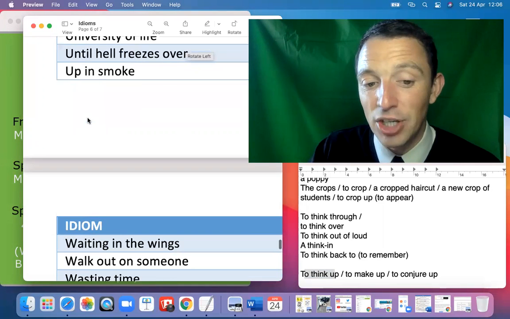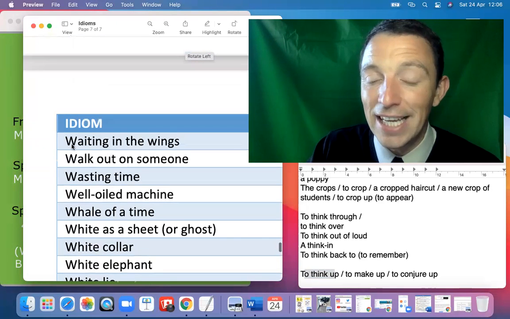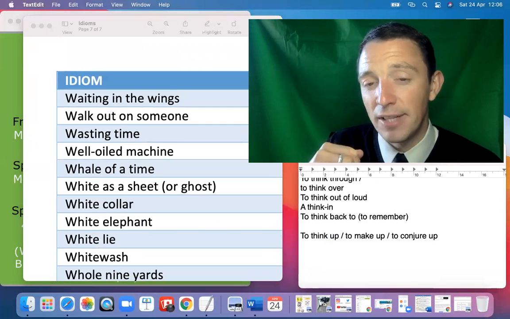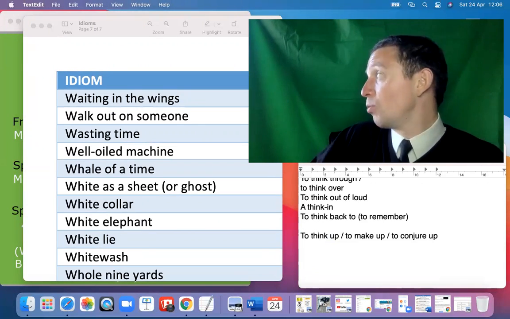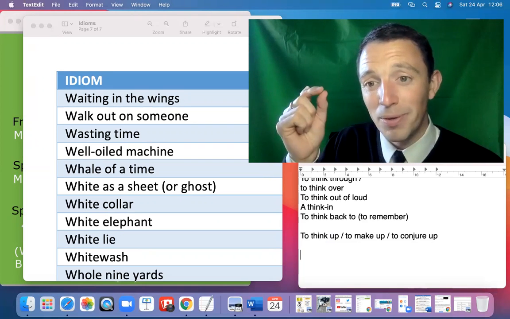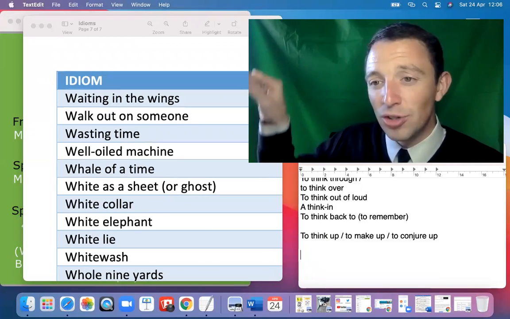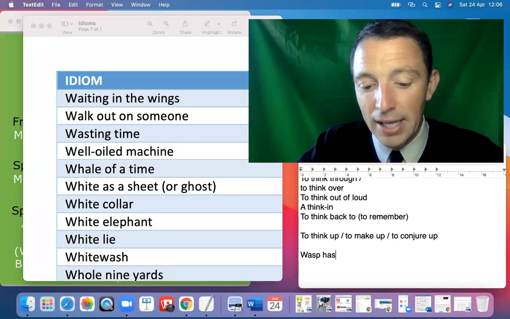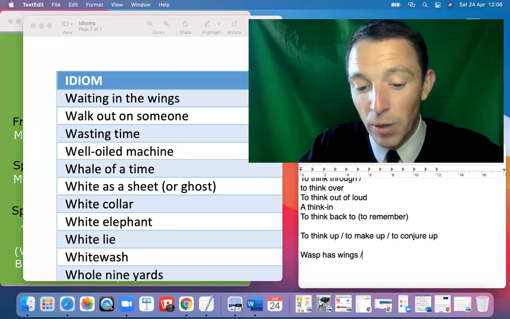So the next expression is very famous, waiting in the wings. So remember, the wing is part of the bird. The bird has the wing, and I have a little wasp in the room, a little fly. So the wasp has wings, okay? The wasp has wings, or the bee has wings.